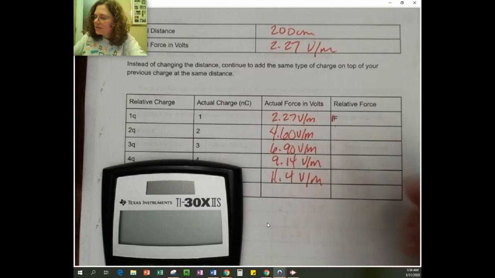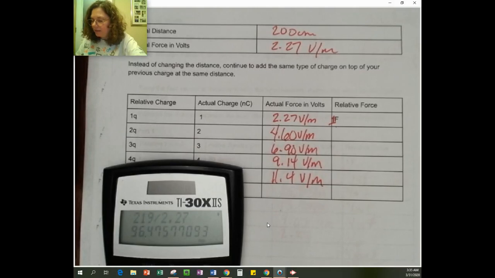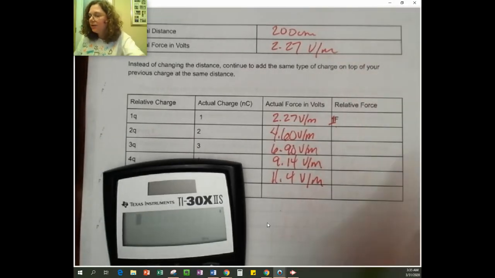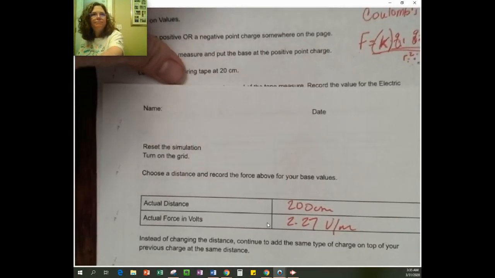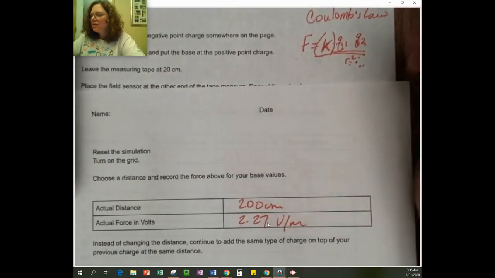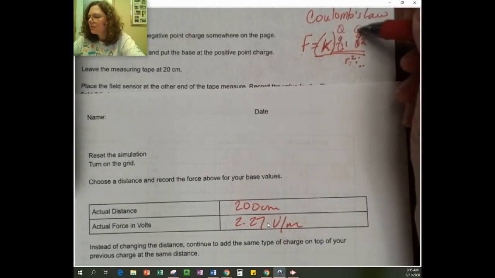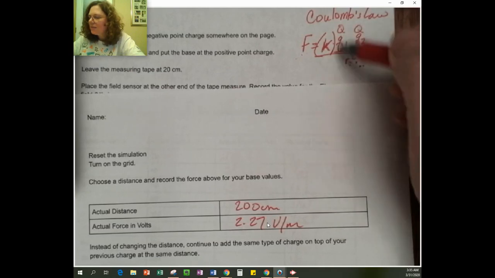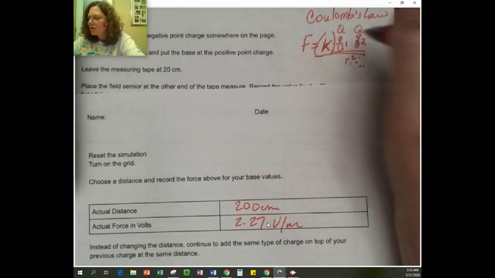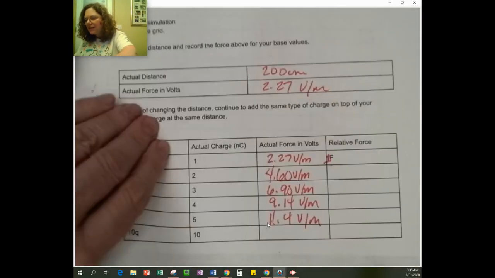How much, if this is 1, the force of 1, how much more is this? Well, I bet you can guess. So if we look back at Coulomb's law, right, there's Coulomb's law. So what we're looking at is we're changing this right here. This is the amount of charge. These Q's, these are little Q's. This is the amount of charge. So what we're changing are these Q's. All right, so we're increasing the charge.